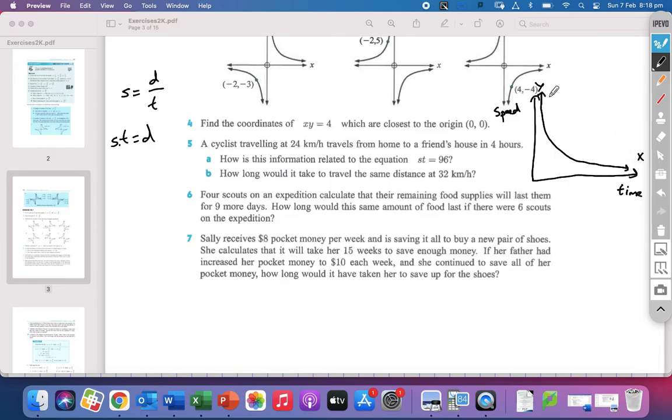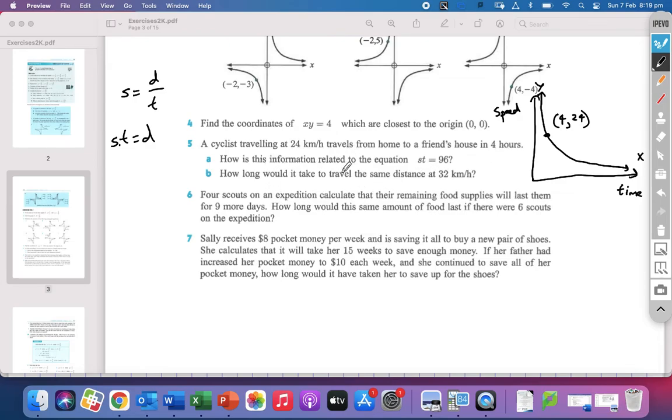So it says 24 kilometers an hour, 4 hours. Maybe we're, I don't know, out there. Not drawn to scale. So x was 4, y was 24. Right. Now if I took longer time to do the journey, my speed would be dropping, right? If I took a shorter time, I would need to be going faster in order to do the 96 kilometers.